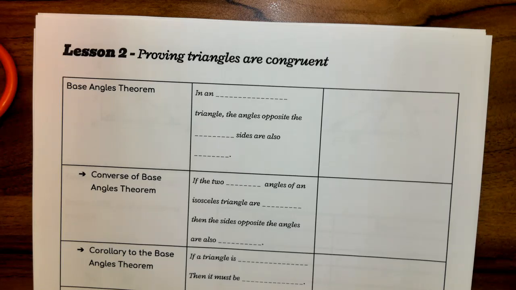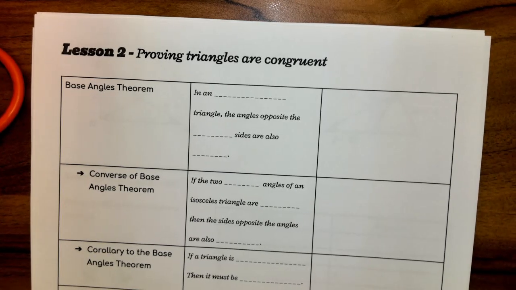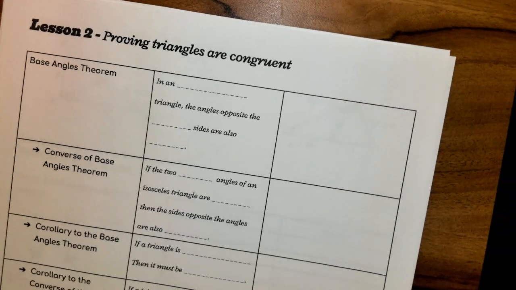Hello everybody, welcome to a pre-AP geometry video. Today we're taking a look at Unit 3B, Lesson 2, which is all about proving that two triangles are congruent.